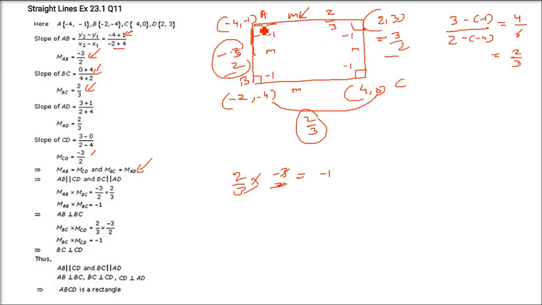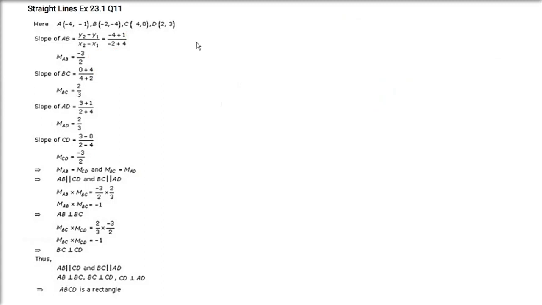So all these, you can say the adjacent lines are 90 degree perpendicular to each other and the opposite ones are parallel to each other. That means they are the sides of a quadrilateral called a rectangle. This is a rectangle. Opposite sides parallel and all the adjacent sides are perpendicular to each other. Okay. This is how you are going to do this.